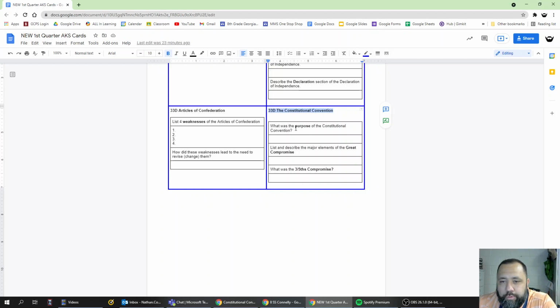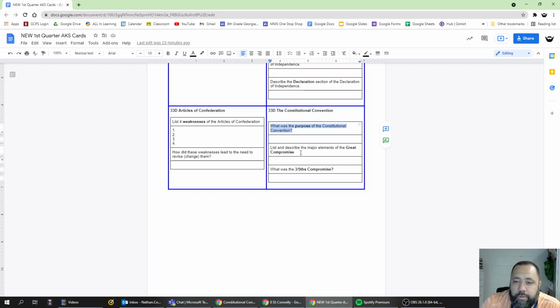Okay, 33D, the Constitutional Convention. What was the purpose of the Constitutional Convention? Originally, the purpose of the Constitutional Convention was to simply revise the Articles of Confederation. But almost immediately upon meeting, they all agreed just to throw them out and start from scratch, start from nothing. Okay.